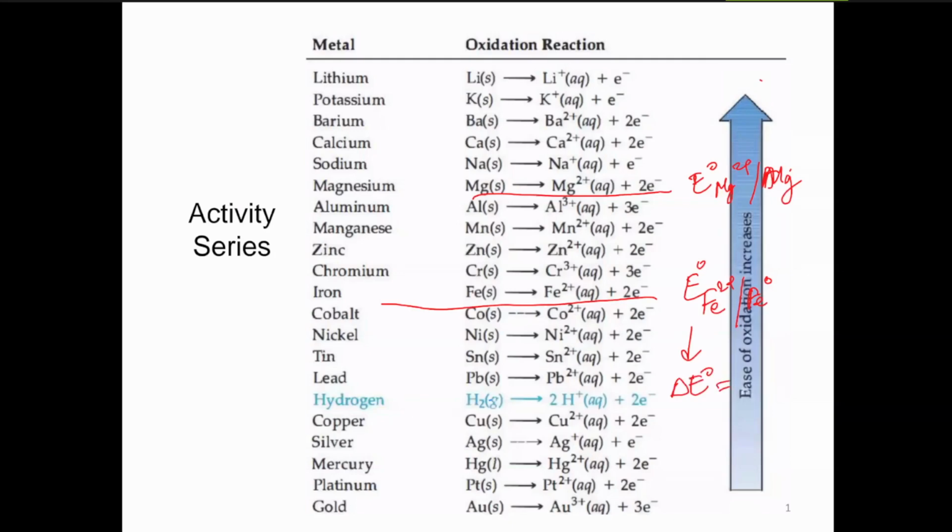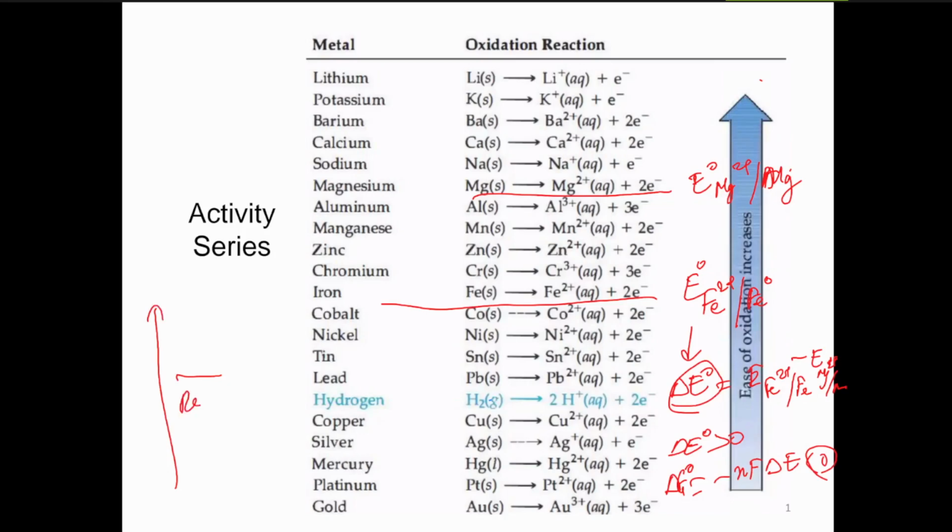So it's the E of iron 2 plus iron minus the E of magnesium 2 plus magnesium. If the delta E is larger than 0, that means the delta G equal to minus nF delta E is smaller than 0, that means the process is downhill. If the process is downhill, in terms of potential, the reactant and then the product, the process is like this, that we call downhill. So the process will happen.